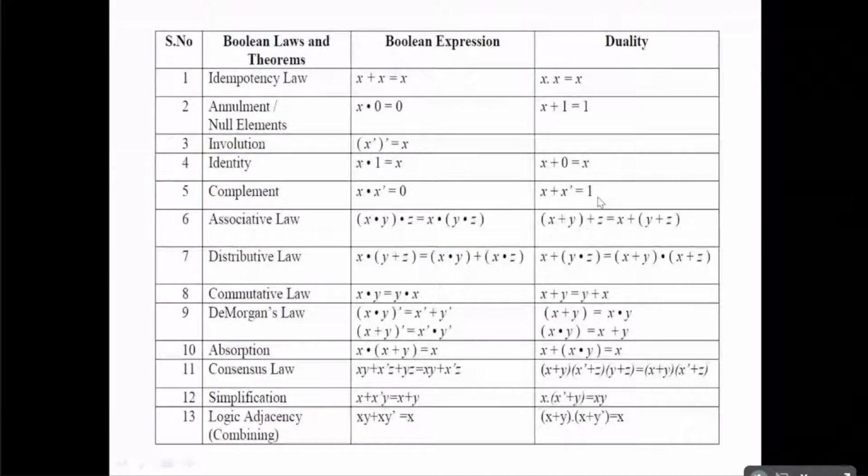Then the associative law. If the variables are in the form of x dot y dot z, we can regroup the terms as x dot y dot z. Similarly, in duality, if the expression is x plus y plus z, we can regroup it as x plus y plus z. This is the associative law.